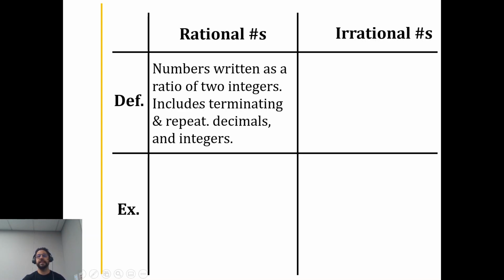It also does include terminating decimals. A terminating decimal is like 2.5 or 3.1. And then it also includes repeating decimals like 3.1212, which gives you a little bar at the top. So again, the repeating part of a decimal is a rational number. And of course, the integers are those numbers on the number line, like -3, -2, -1, 0, 1, 2, 3, and so on.